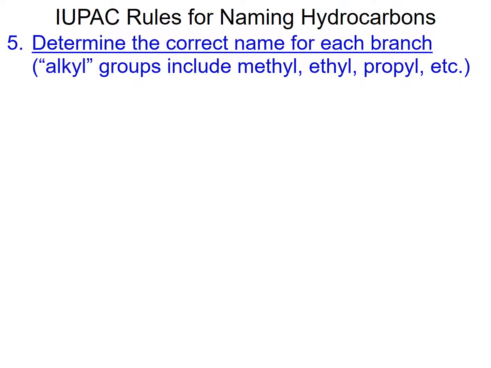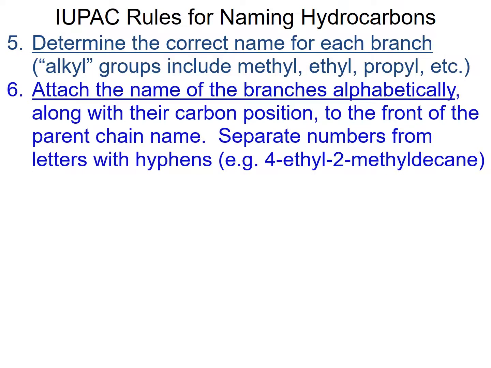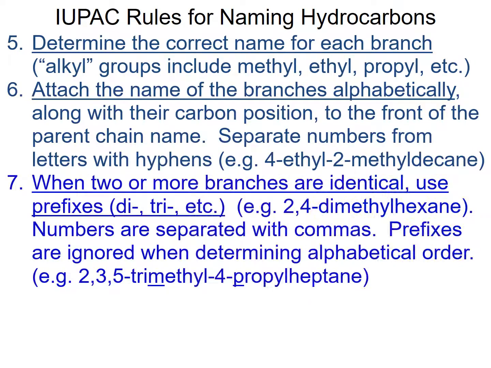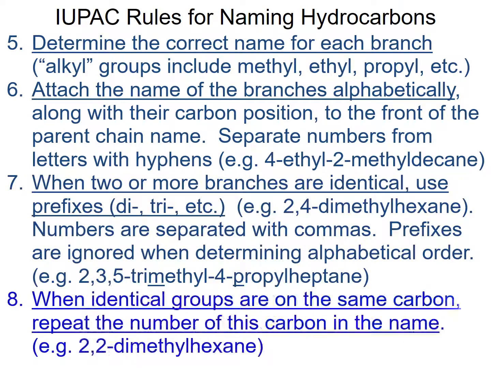Determine the correct name for each branch. So alkyl groups: methyl, ethyl, propyl. Attach the names alphabetically. So ethyl comes before methyl, even if the numbers don't come before. That doesn't matter. You don't do it numerically. If two or more branches are identical, then you use the prefix di, tri, etc., and you give them all a number, even if it's the same number. When identical groups are on the same carbon, repeat the number, as I just said. So if it's both on the second carbon, that would be 2,2.